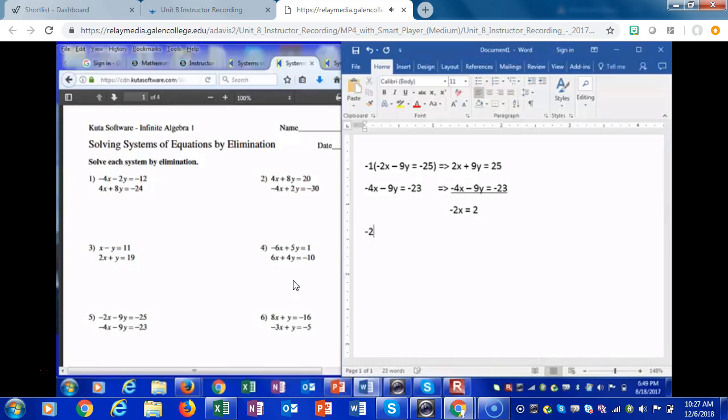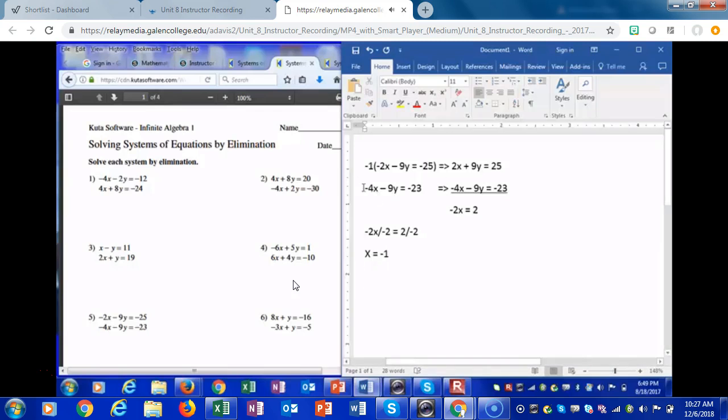So, negative 2x divided by negative 2 equals 2 divided by negative 2. On the left side, 2 negatives make a positive. The x's cancel, the 2's cancel, I'm sorry. The negative 2 divided by negative 2 is just 1. You're left with x. And that equals 2 divided by negative 2 is just negative 1. Okay, so we have found our x value. We have not found our y value.